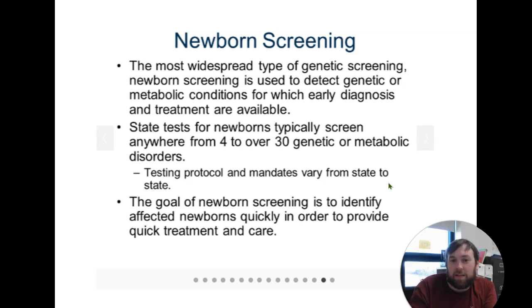And these state tests for newborns typically screen anywhere between 4 to 30 genetic or metabolic disorders, and some states actually mandate this to make sure that you are taking care of your child and getting them the help that they need if there is a genetic disorder involved. Because the goal here is for us to identify any affected newborns quickly in order to provide quick treatment and care, because these first days of a newborn's life are pretty critical to the success of their growth and development.